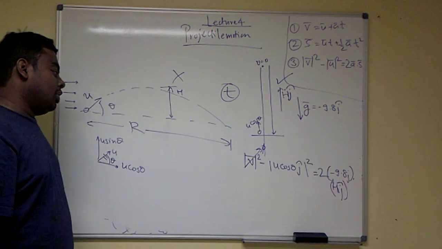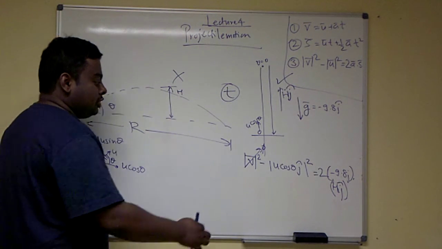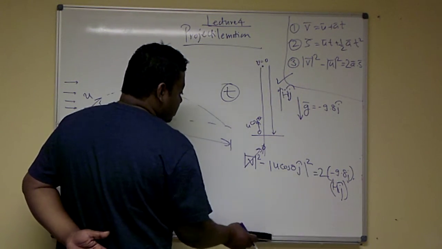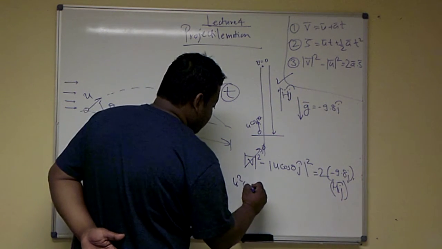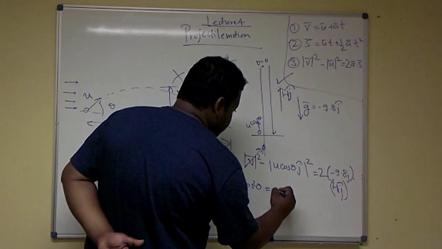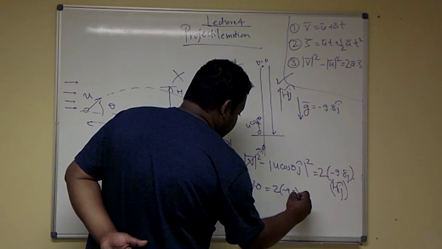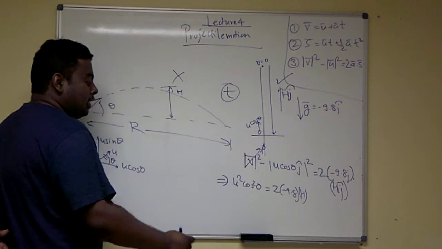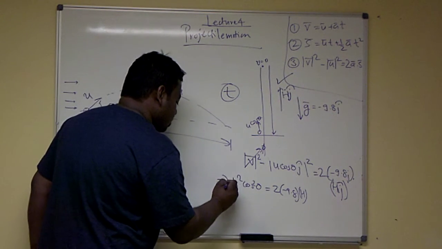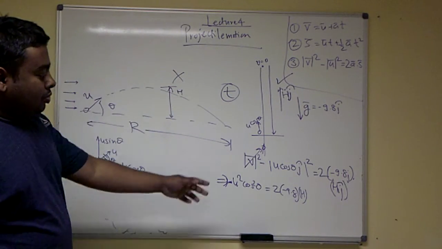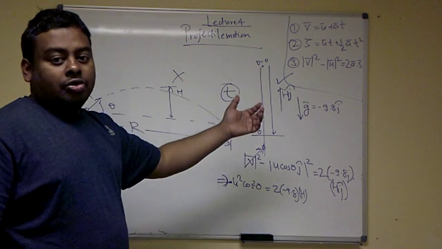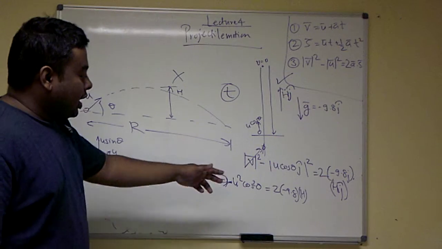Which is also the quantity here. So when we do all this, since we are interested only in the magnitude, j cap will not have any significance because it's a unit vector. We'll get u square cos square theta equals 2 times minus 9.8 times h, with a negative sign here because that is outside of the value. The dot product of j with respect to itself is 1, so we can forget about that.